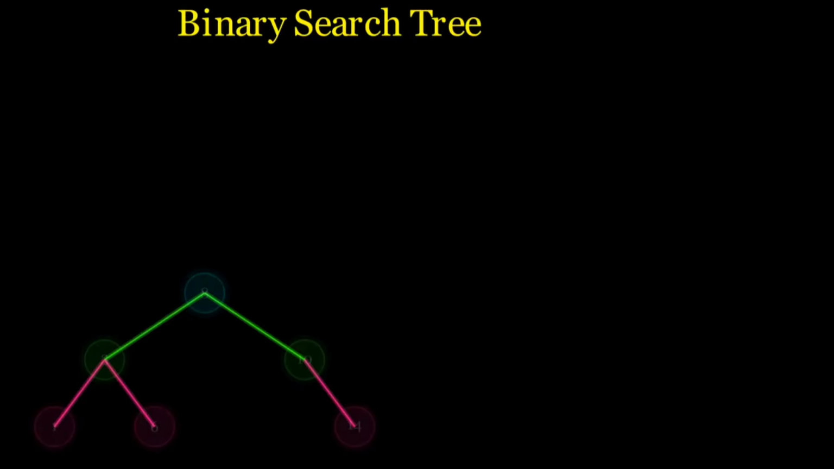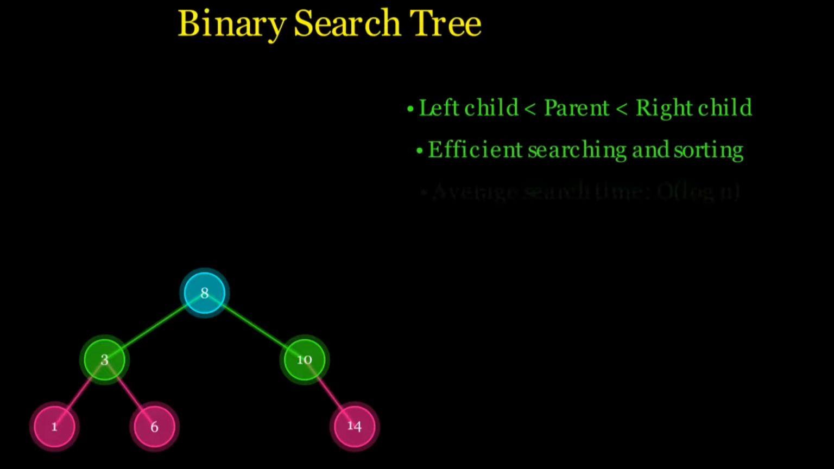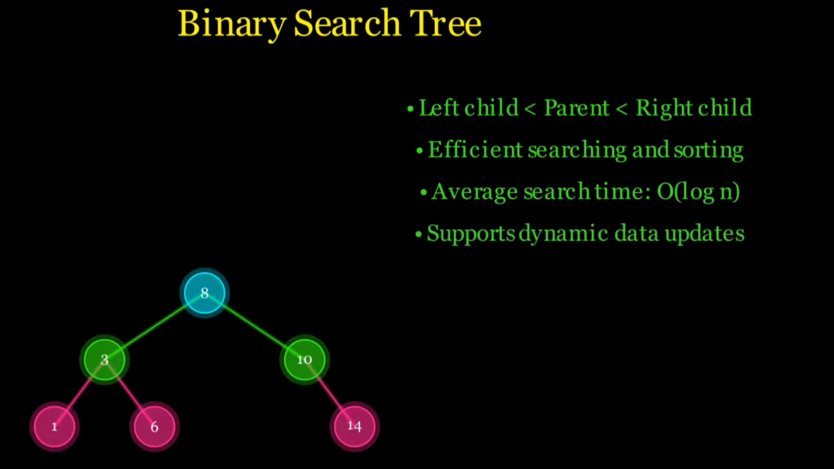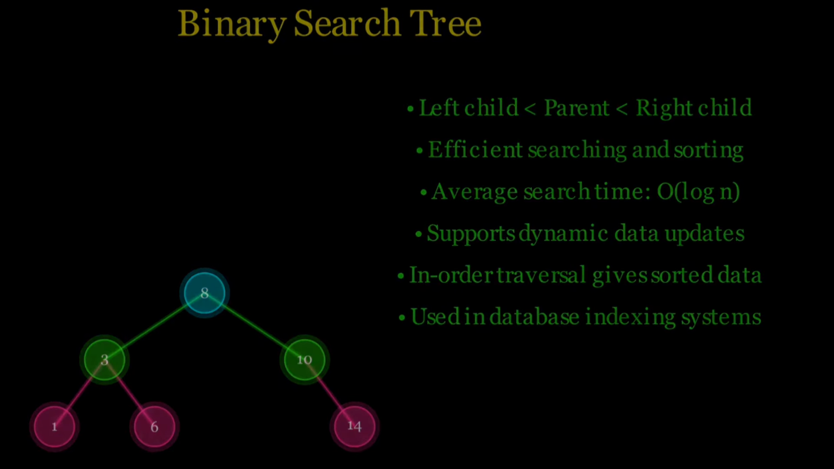Now let's look at the binary search tree. This is a binary tree with a special ordering property. What makes it powerful is the ordering property of left child less than parent less than right child. It's efficient for searching and sorting. It has an average search time of order of log n, and it supports dynamic data updates. In-order traversal gives the sorted data, and it is used in database indexing systems.